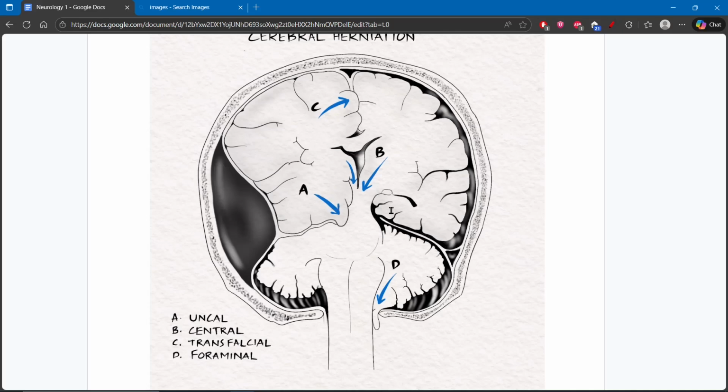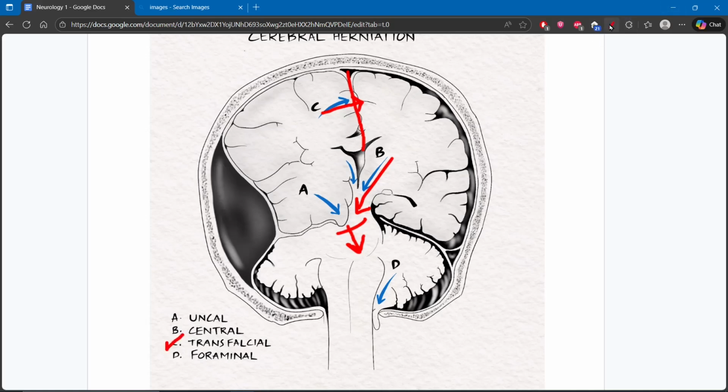A is the uncal herniation. As you can see, this is the tentorial notch. If I could show you, well, this is the tentorial notch. So it is herniating through here, right? B is a central herniation through here, and C is a transfalcial. So this is the falx cerebri, and the brain matter is herniating this way. So this is known as a transfalcial herniation.